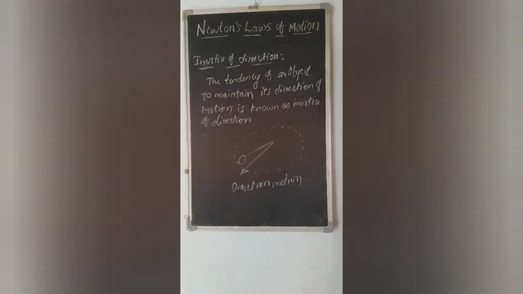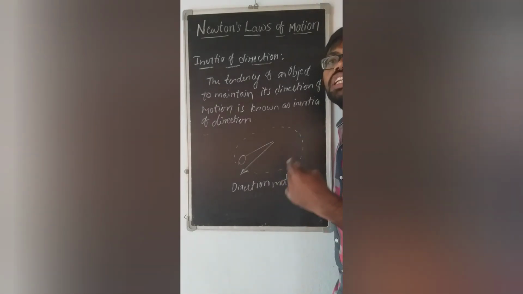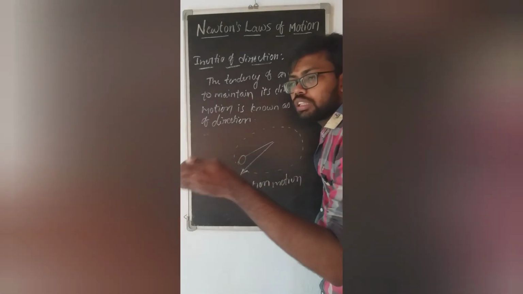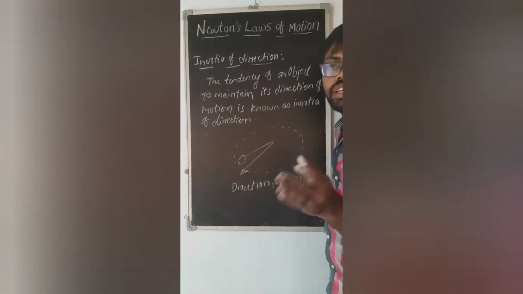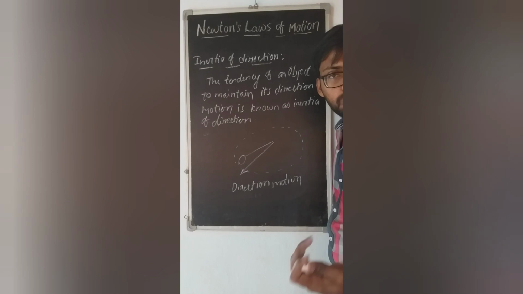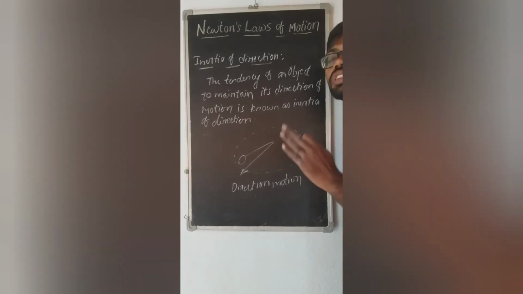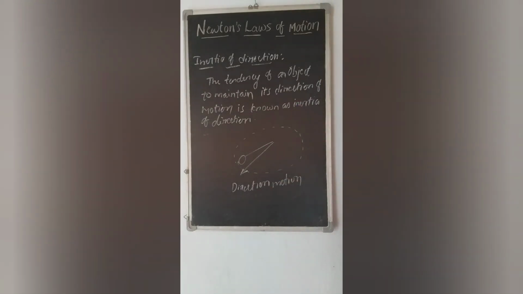For this, one more example we can give. If we are moving in a car along a straight line road, and suddenly the car takes a left or right turn, then if the car turns right we will go to the left side, or if it turns left we will move to the right side. Why? Because we are used to the straight line motion, but suddenly the direction changes, so we tend to go in the opposite direction of the force. That is about inertia of direction.